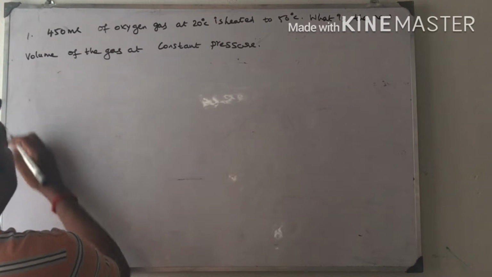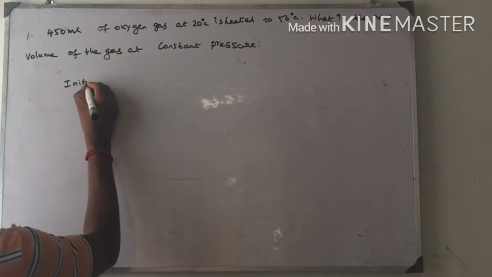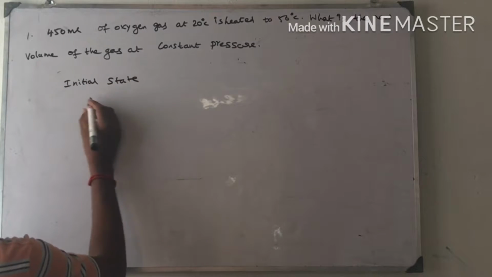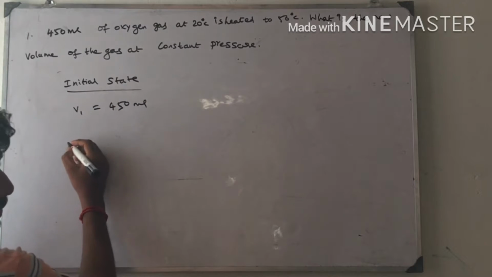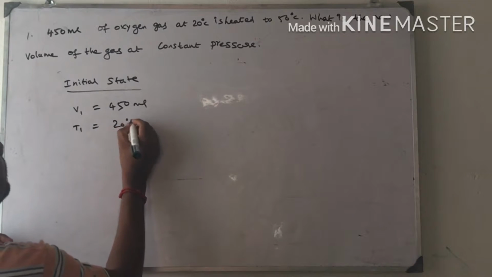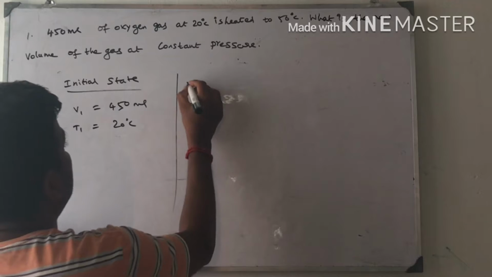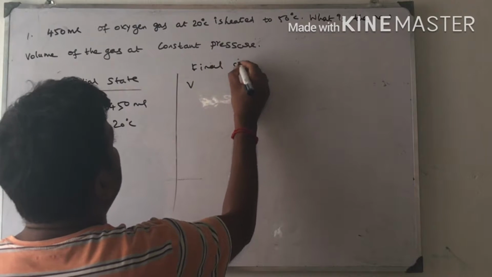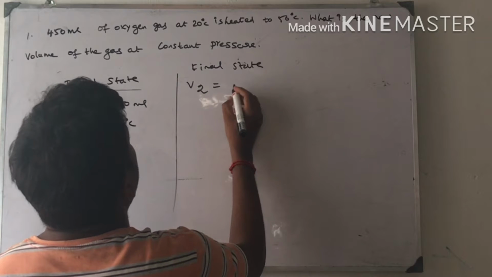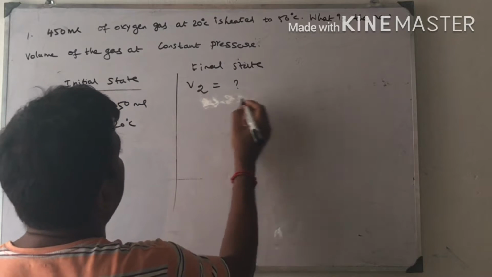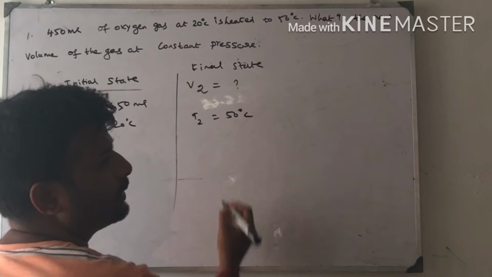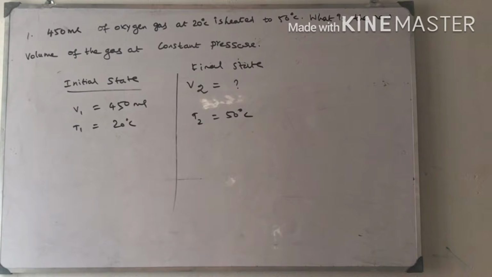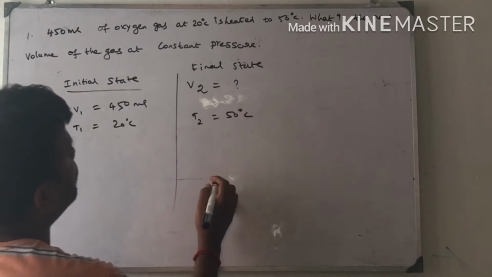That is the definition. So, initial state: V1 is equal to 450 ml, T1 is equal to 20 degrees Celsius. Next is the final state. Final state V2 is equal to, don't know. We are going to find the volume V2 while the temperature rises to 50 degrees Celsius.